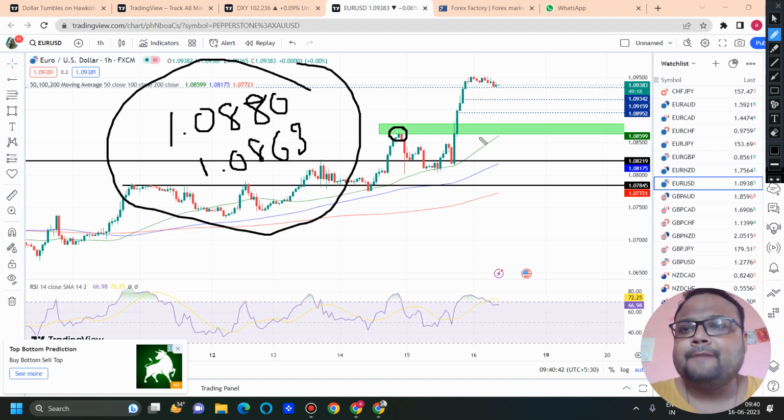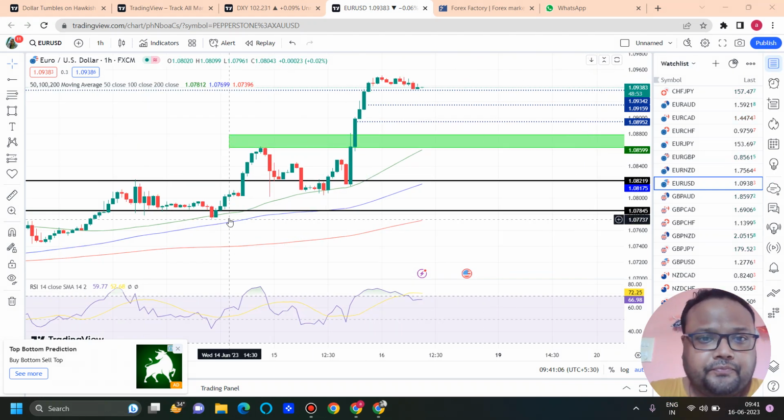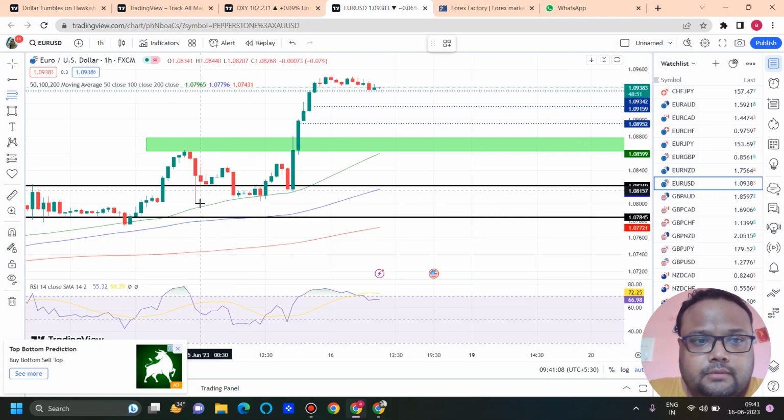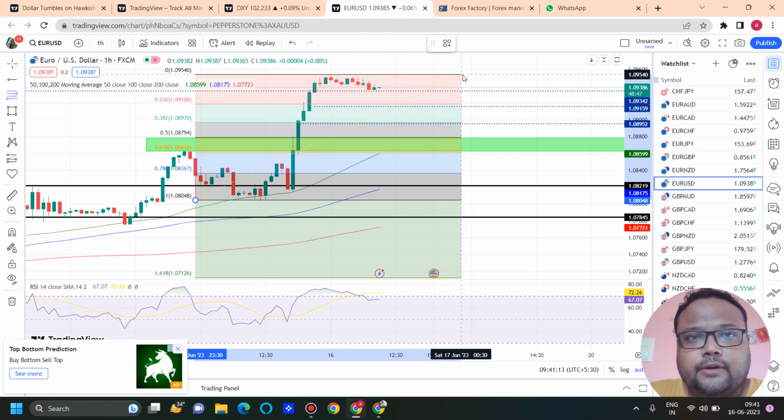But the problem is that this level is quite far away from the current market price, and when the market is extremely bullish, then market usually doesn't like to go for a deep retracement, deep pullback. So this level will remain, but if market doesn't come for this level, then we can also look for some minor support. We can use Fibonacci here.